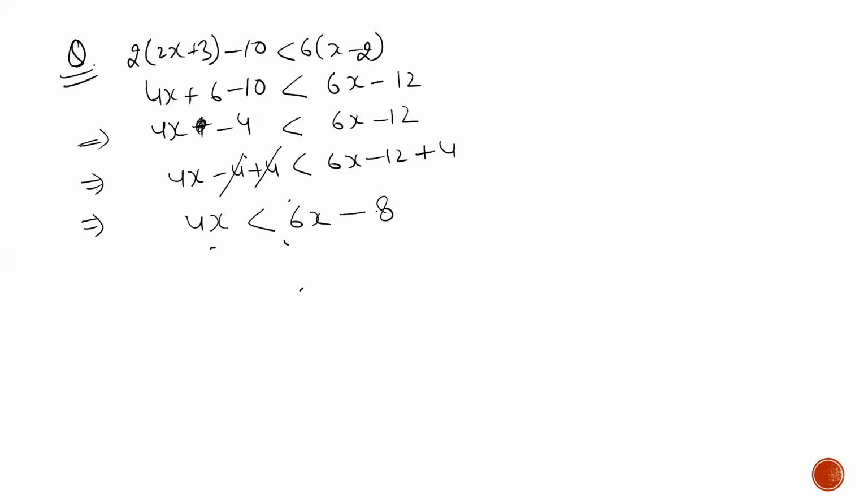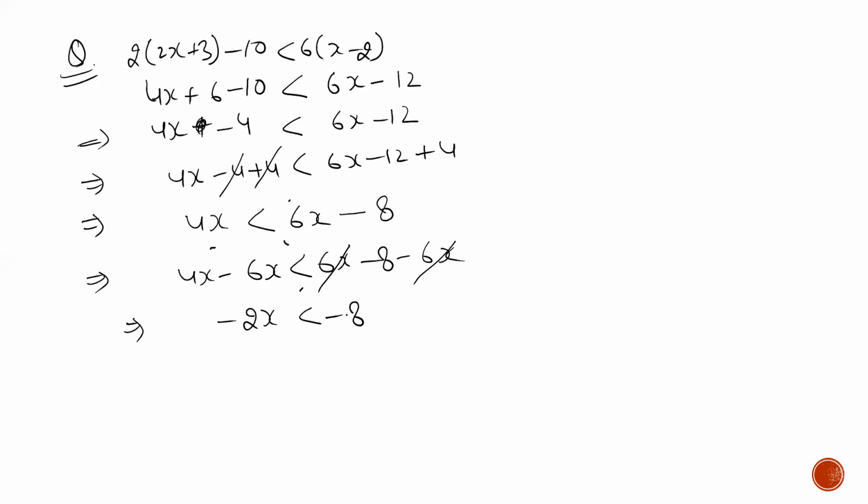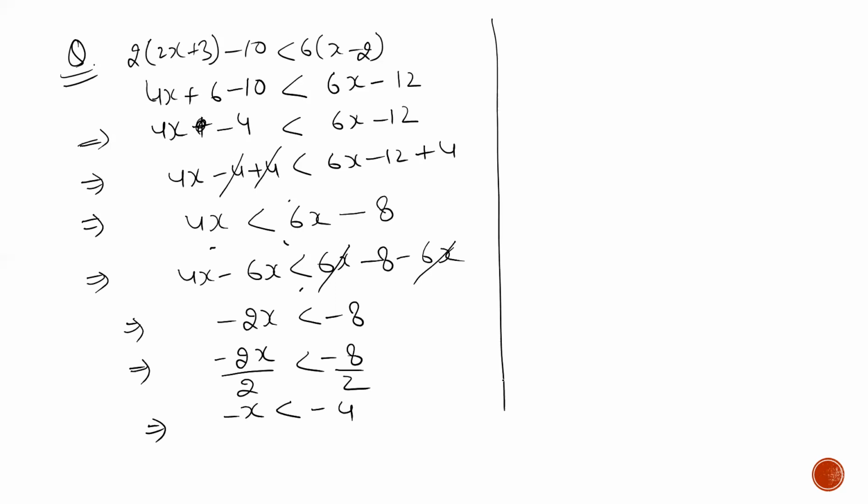Now what you have to do is subtract 6x from both sides. You will get 4x minus 6x less than 6x minus 8 minus 6x. So what will you get? Your 6x gets cancelled. You are left with minus 2x less than minus 8. Divide both sides by 2. You get minus x less than minus 4. Now you have to multiply both sides by a negative sign, and the moment you multiply both sides by a negative sign, the inequality flips and becomes x greater than 4.